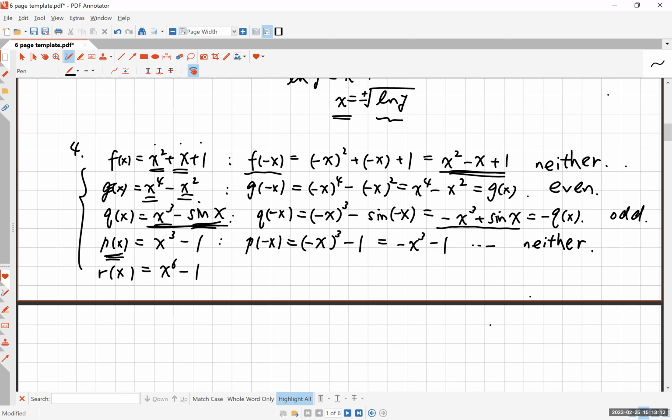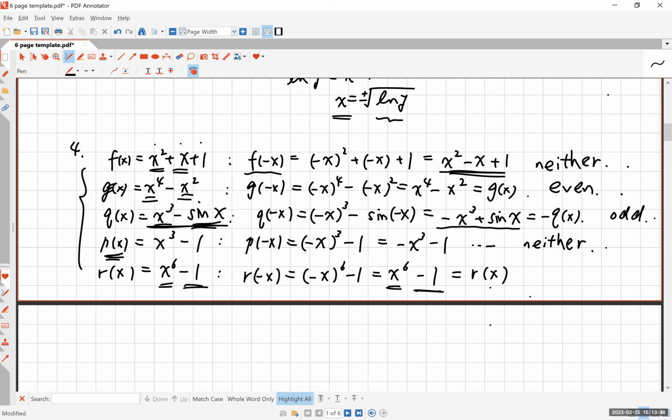Okay, so far you have neither, even, odd and neither. Let's go to the last one, R of X. Notice here, the X to the 6th is an even function. So when you replace X with negative X, you have negative X to the 6th power minus 1. That's X to the 6th minus 1. So this time, this one remained the same, and the constant will still remain the same because it's a constant. And notice here, this is exactly what you started with.